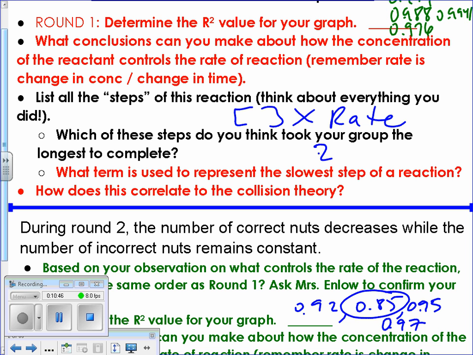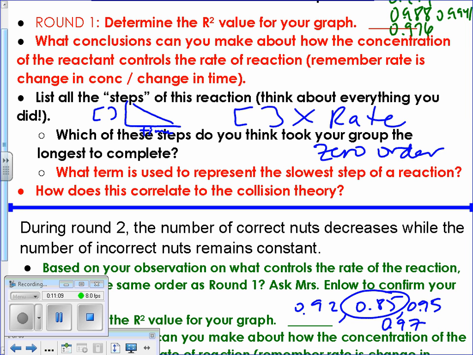0 order. Okay, so 0 order is something we're going to talk about more today. But how does that look on a graph? On your graph, I'm going to draw it really small here. Concentration versus time. It should have been kind of like a straight line. So it doesn't matter what happens to the concentration. The rate does not change.